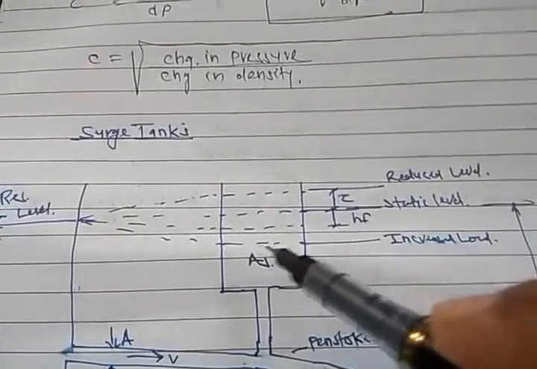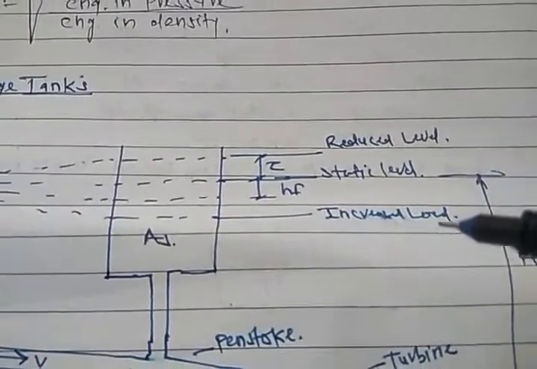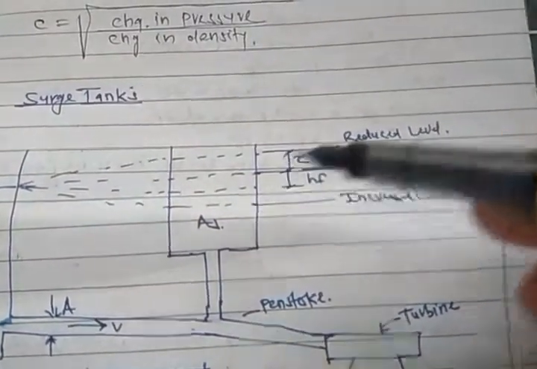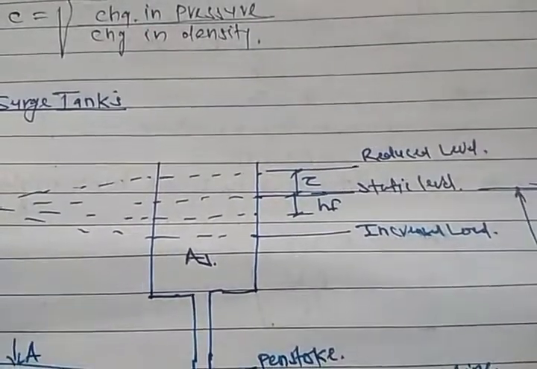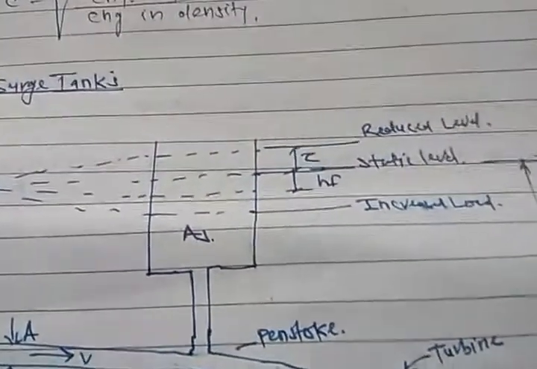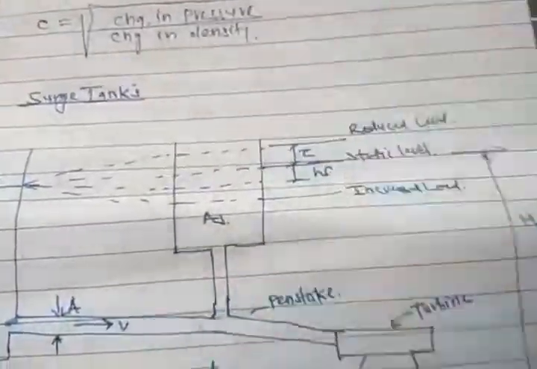The bottommost line represents the increased load line. That means when the load on the turbine is much increased, the water level falls down up to here. And the topmost line is for the reduced level, when the load on the turbine is reduced much, so water is stored in the surge tank. So this is plus Z. But we will talk about this later.